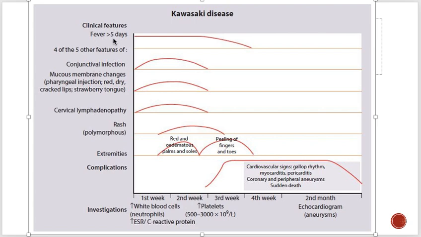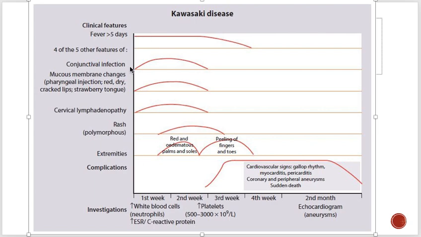So as soon as the fever starts, conjunctivitis is there. Mucous membrane changes like pharyngeal injection, red, dry, cracked lips, and strawberry tongue go with conjunctivitis. Cervical lymphadenopathy is present. These 3 features are the same. The rash starts developing at the end of the first week and goes up to the third week. Extremity changes like edematous hands and feet also start at the end of the first week.